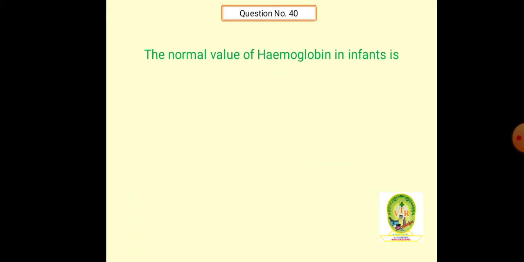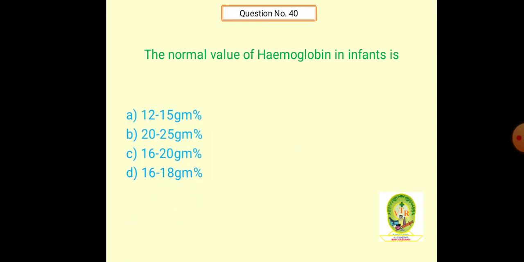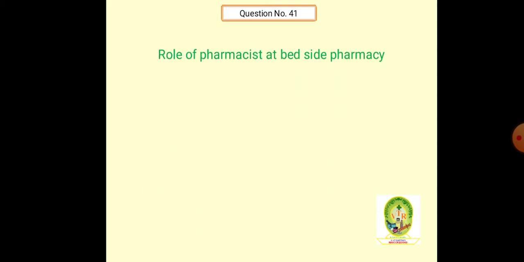The normal value of hemoglobin in infant is. Options are A. 12 to 50 gram, B. 20 to 25 gram, C. 16 to 20 gram, D. 16 to 18 gram. Right answer is D.